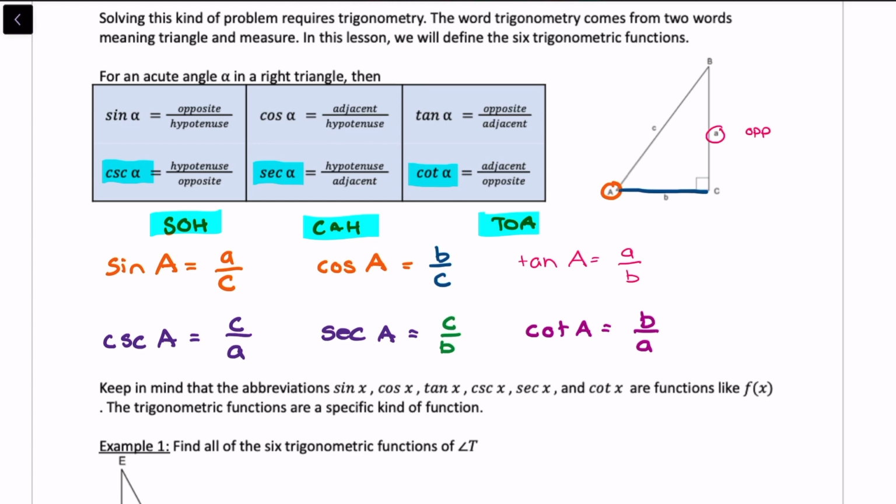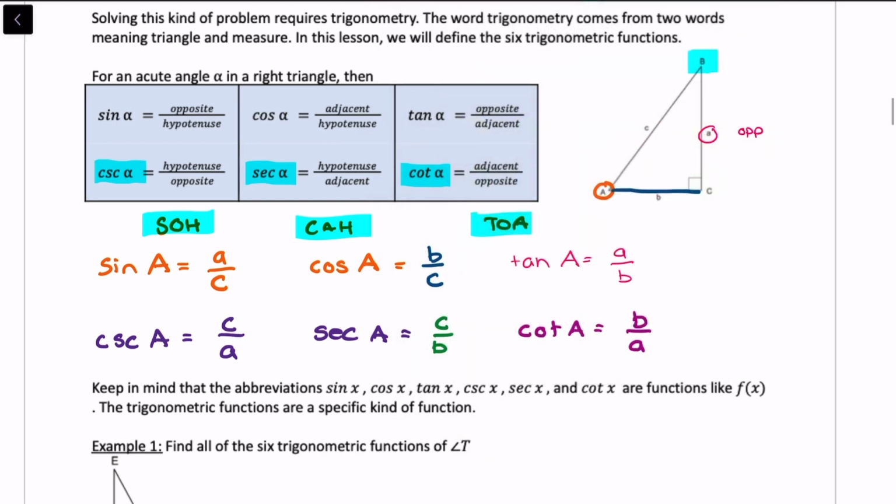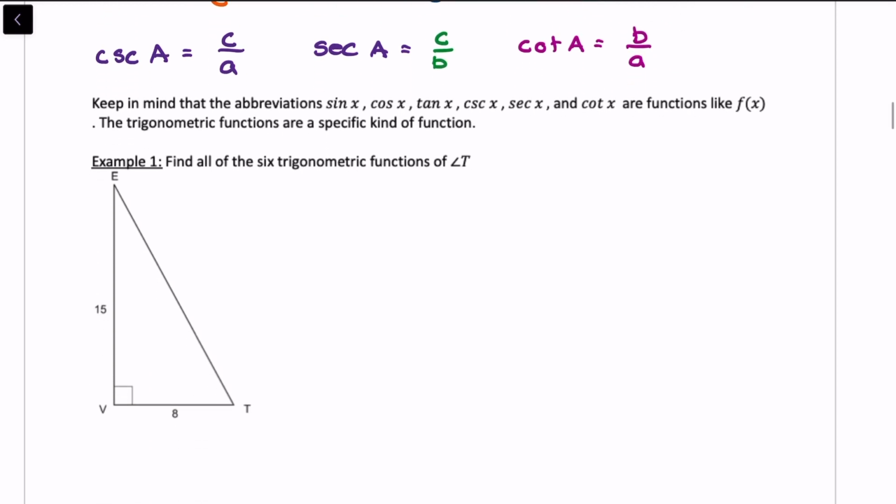Now this would change if I moved my point of reference to point B, because now side A is no longer opposite. Now this is the adjacent leg, and this is the opposite leg. The hypotenuse doesn't change, but the adjacent and opposite sides change if you were standing at angle B. So let's look at this triangle here. Example 1. Okay, we have this triangle here, and we are trying to figure out sine, cosine, tangent, cosecant, secant, and cotangent for angle T.